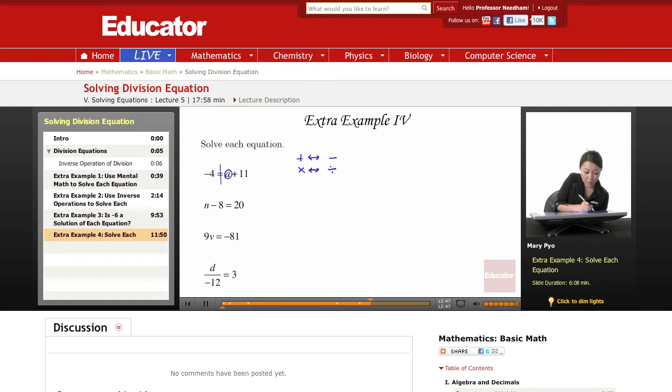So since this is a plus 11, and I know I have to get the variable by itself, I have to get rid of everything that's next to the variable. I have to use the inverse operation of plus, which is minus. So that means I have to subtract this number, 11, because positive 10 minus 11, that makes 0, that goes away. Whatever I do to one side, I do to the other.